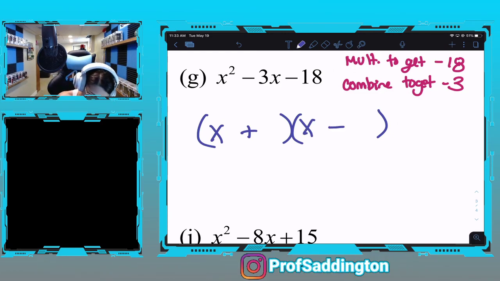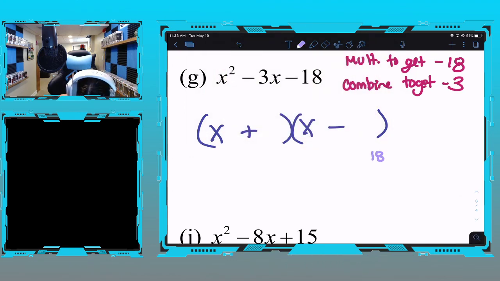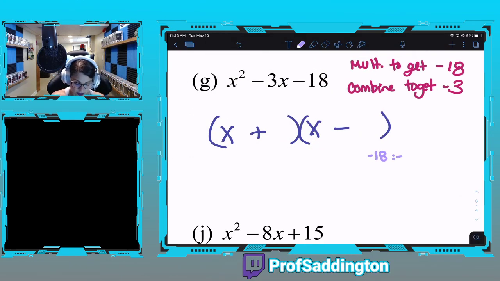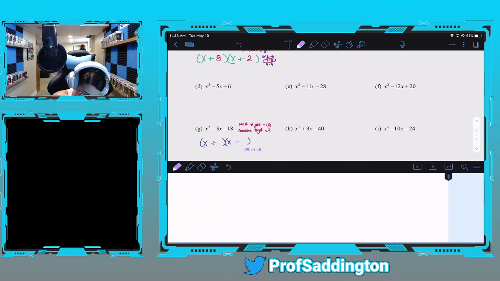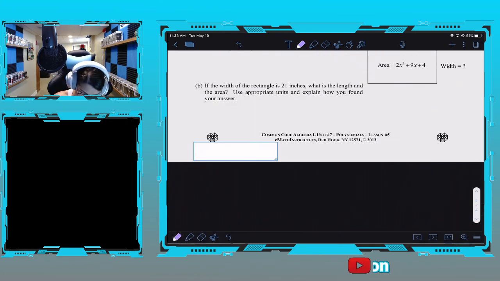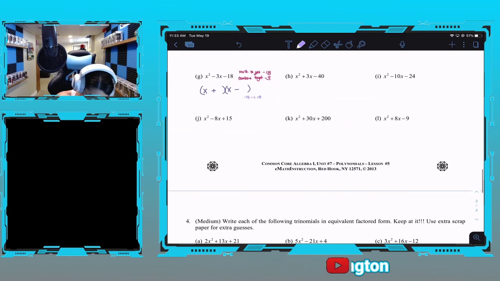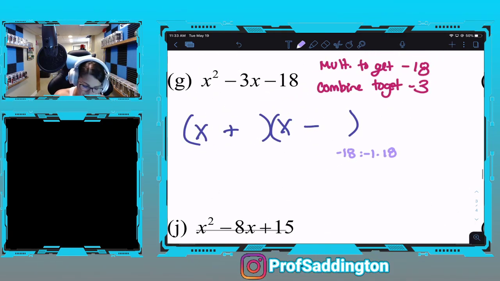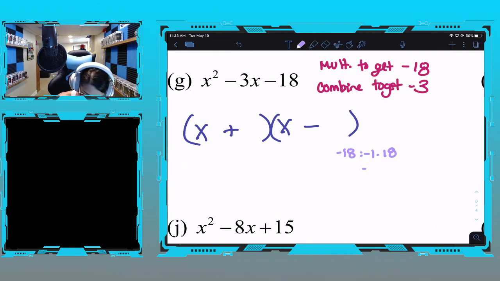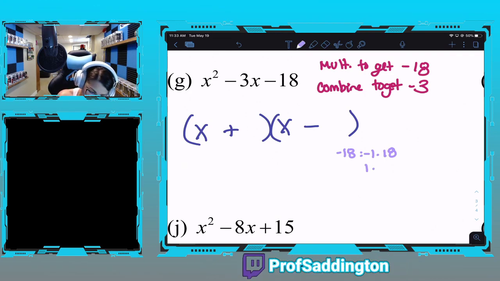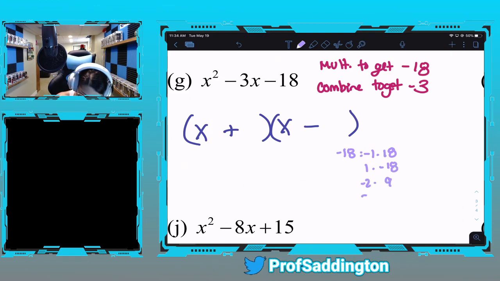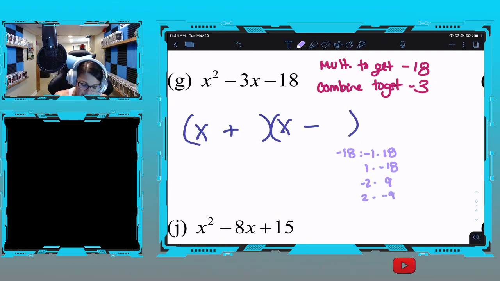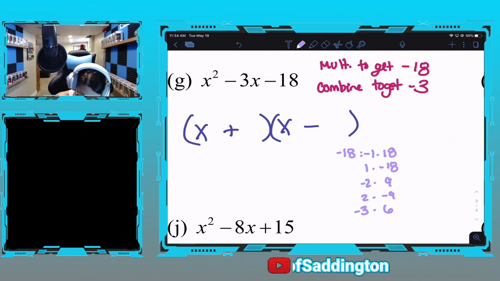Okay, so multiplies to give us negative 18. We got a few choices here. We could do negative 1 times 18, or positive 1 times negative 18. We could do negative 2 times 9, or 2 times negative 9. We could do negative 3 times 6, or 3 times negative 6.